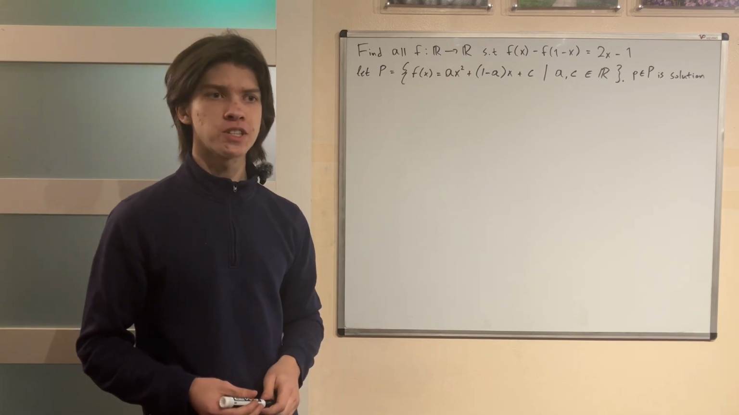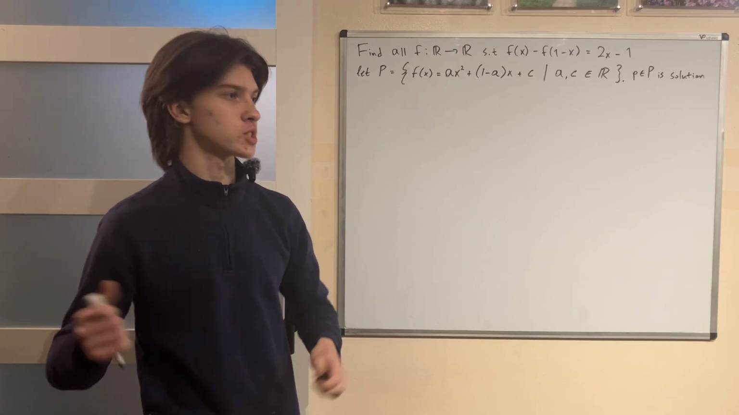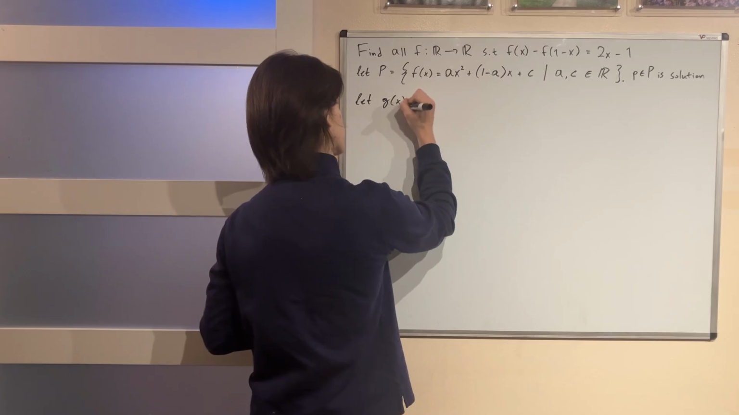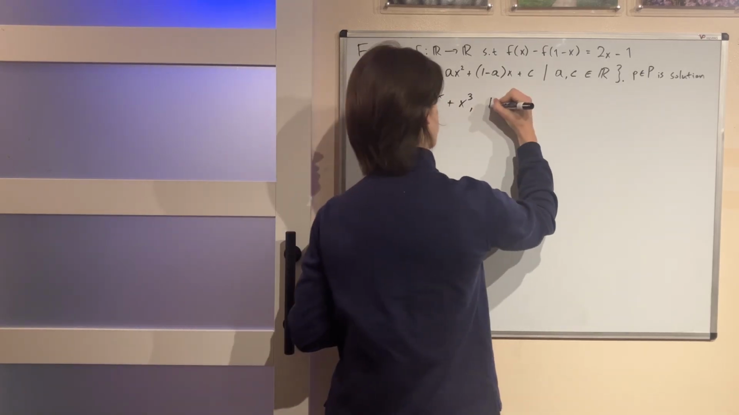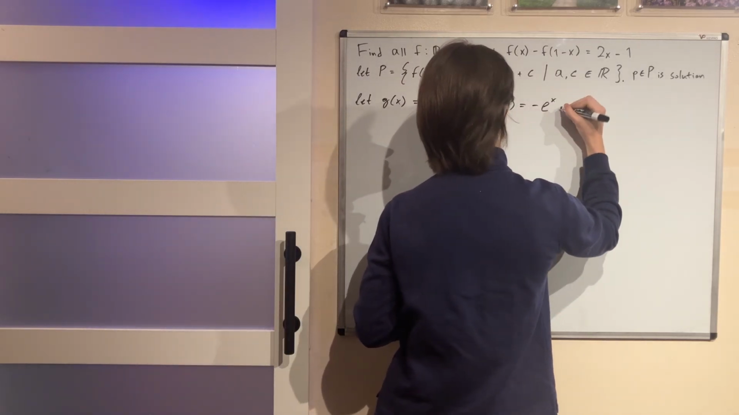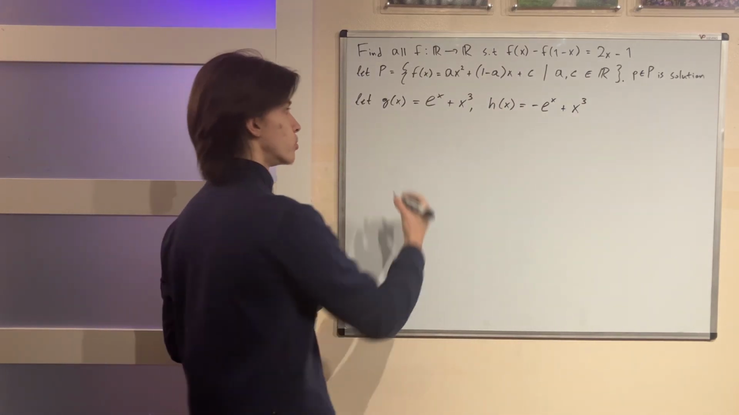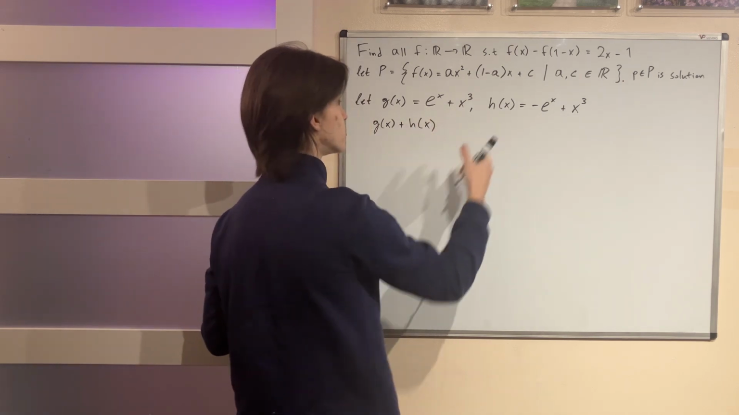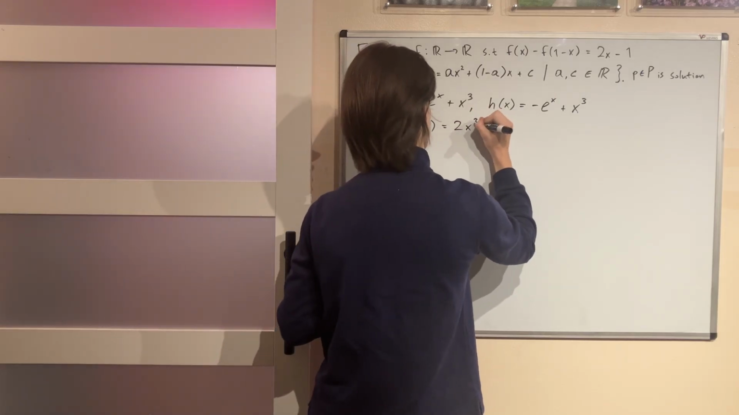But in fact, it happens really easily that two non-polynomials can add or subtract to a polynomial. Just think about this example. Let g of x be this function, e to the x plus x cubed. And let h of x be another function, which is going to be minus e to the x and also plus x cubed. Now, obviously, these are both non-polynomials, but g of x plus h of x cancels out the non-polynomial parts and leaves us with just the polynomial part, which becomes 2x cubed.